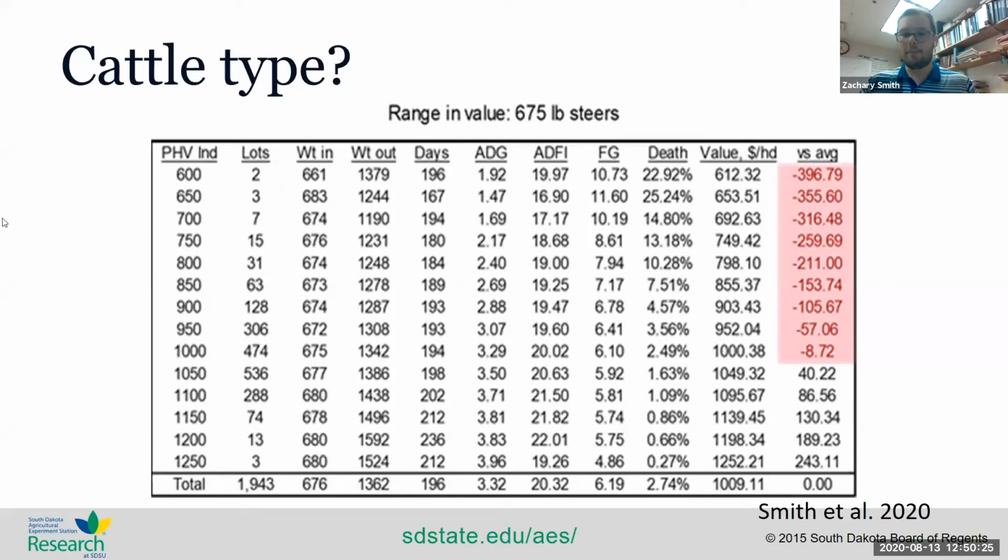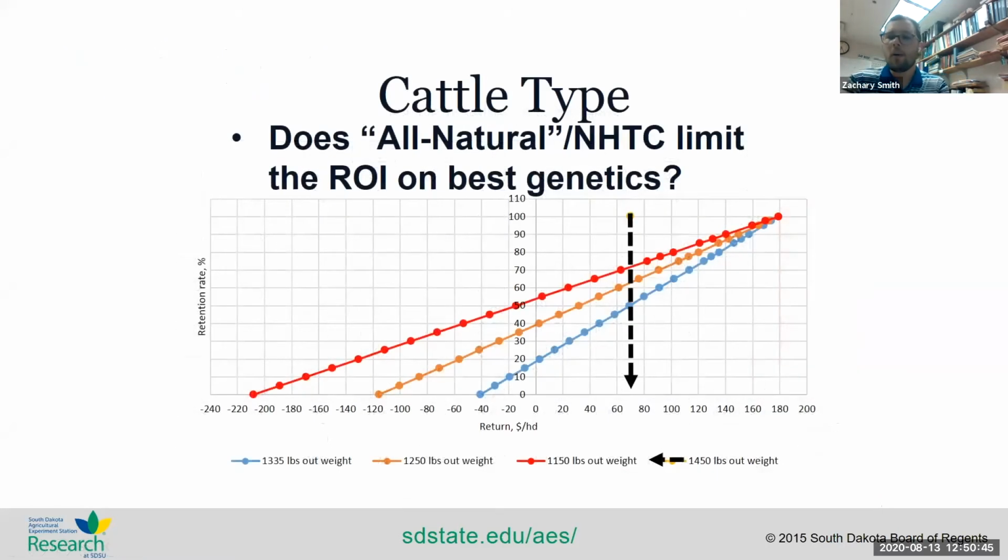I could share the same thing with steers. I'm not going to beat it to death, but here we had some steers gaining 4 pounds a day, converting at under 5 to 1, very little death loss. And the range in value here is nearly $650, differential between the poorest doing lot and the best doing lot of cattle. Now, this talk isn't about all natural cattle, but I can't help but explain this.